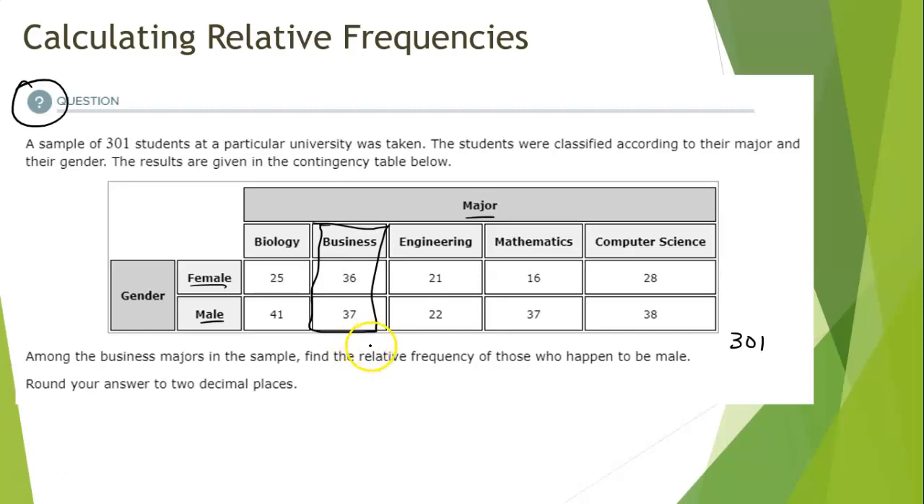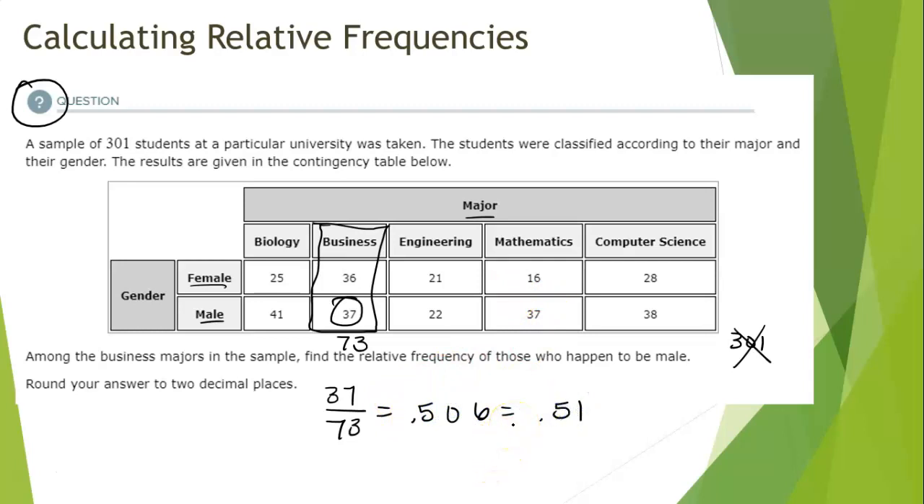So it says among the business majors in the sample. So I don't want my overall total. I want just the business majors. So I want to add 36 and 37 and get 73. Then this should become, find the relative frequency of those who happen to be male. That's 37 out of 73. So we're going to divide 37 by 73, and we get 0.506, which means I need to round this to 0.51.